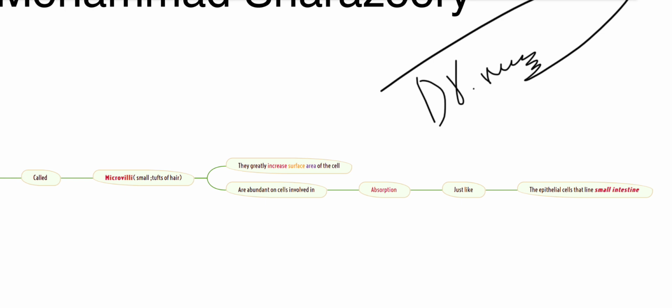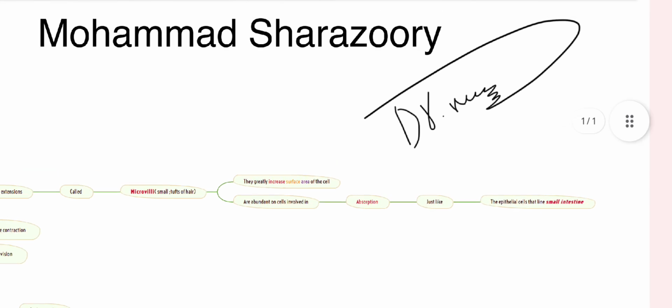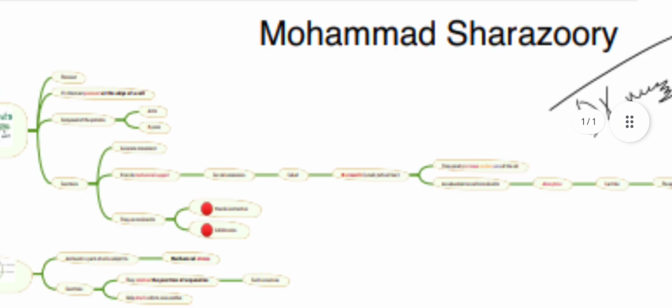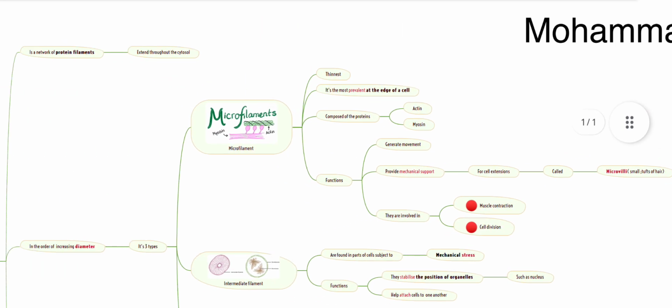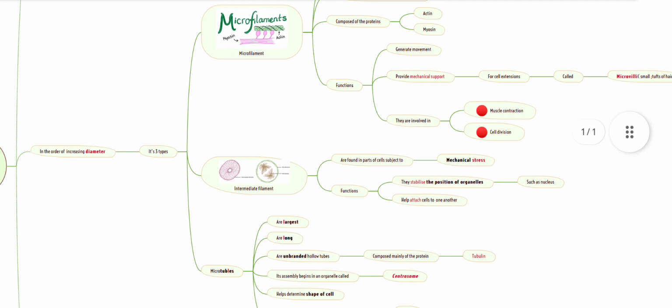They are abundant on cells involved in absorption. Involved in what? In absorption. So you have to know the most common example for absorption. Of course, small intestine. So you have to know. Okay, guys? It was about microfilaments of cytoskeleton, and we have intermediate filaments.